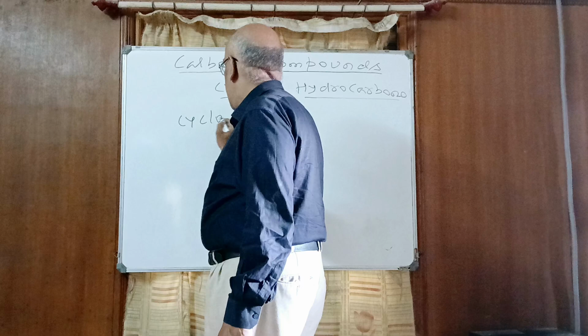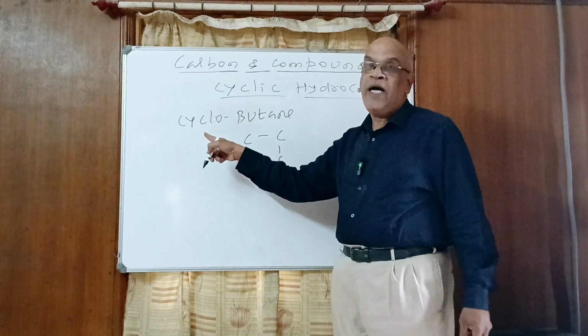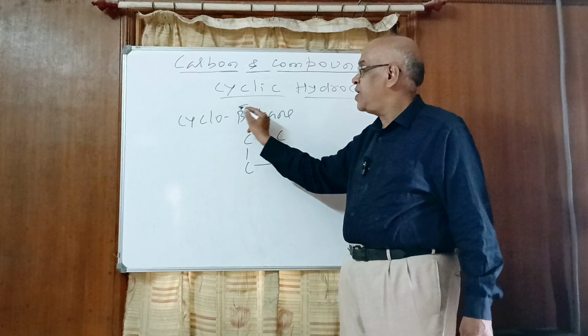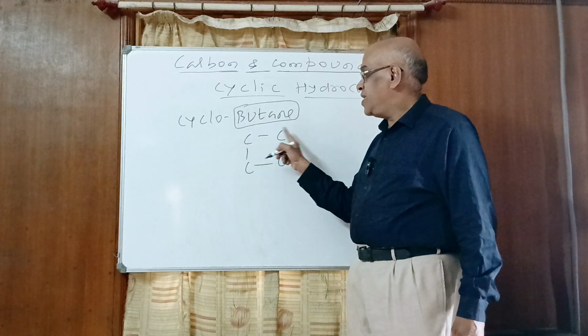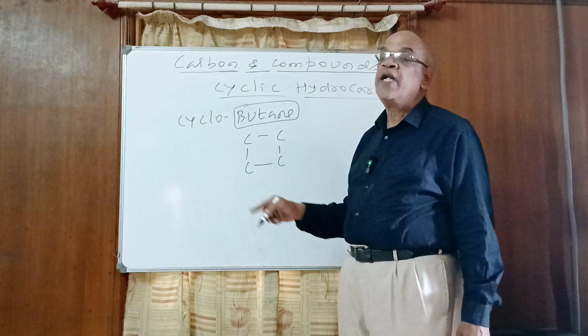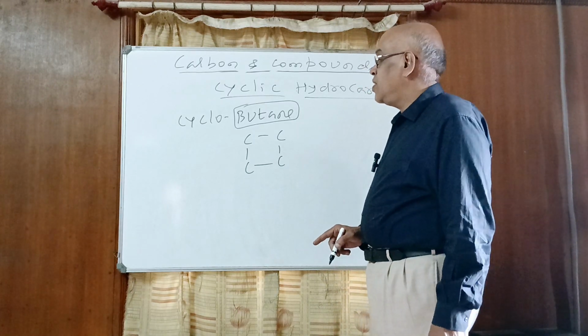Cyclobutane. I said prefix. What is a prefix? A word added before the parent hydrocarbon. Which is the parent hydrocarbon here? 4 carbon atoms are there. Therefore, it is but. Since there is only a single bond, it is called butane. And now, children, please be careful while writing the molecular formula.